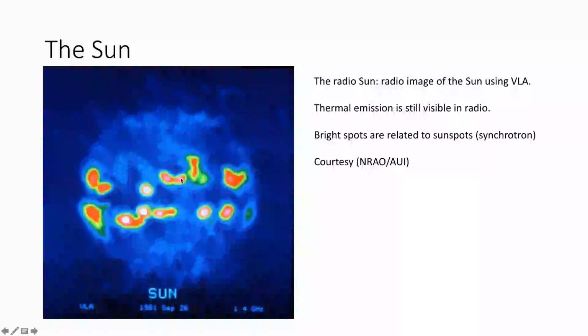And then you have these bright spots, which are associated with sunspots. They look dark in the optical. I don't know if you remember, but sunspots have to do with magnetic field lines. So we've got a plasma and magnetic field lines, which means we've got some kind of synchrotron radiation going on.